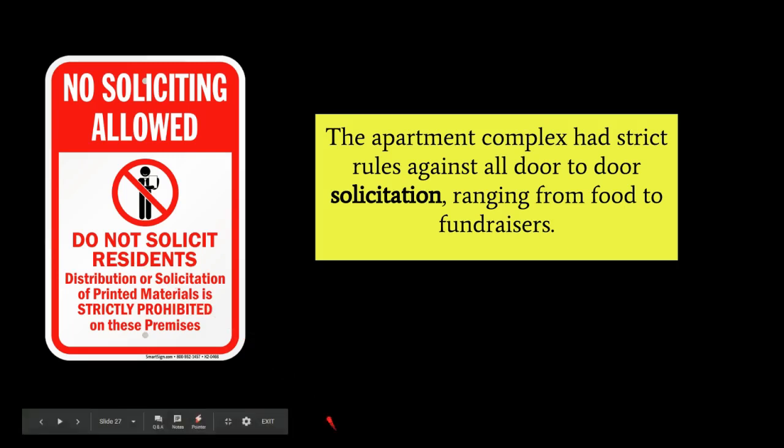Our next word is solicit, to ask for, to seek. So solicit is the verb, solicitor is the noun, and solicitation is also a noun. A solicitor offers solicitations, or a solicitor solicitates solicitations. That's just confusing. So the apartment complex had strict rules against all door-to-door solicitation, that's the noun version, ranging from food to fundraisers. So just remember, the solicitor is the person who solicits, solicit is a verb, a thing you do, and a solicitation is a noun. That's what's being solicited. All right, next word.